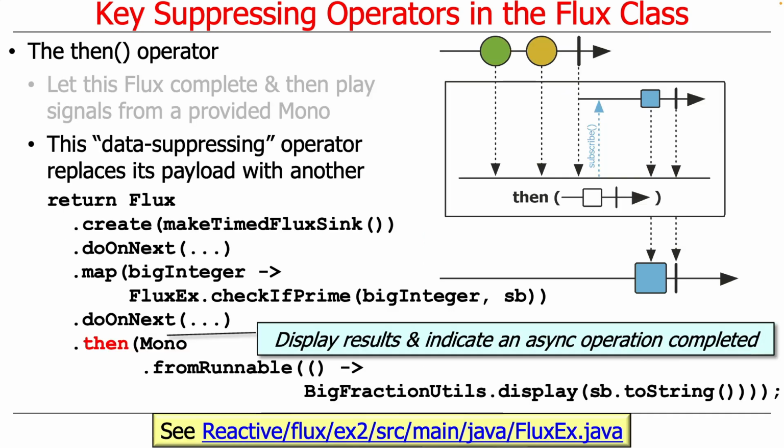So the data suppressing operator replaces its payload with another, and here's an example. We're going to walk through this when we get into the case study in a minute. But basically, we're going to generate a bunch of values, check to see if they're prime. And then when we're all done with everything, we're going to ignore all the values, and we're going to simply emit the asynchronous operation, which will print the results. So that's the final thing we do as we leave. This is also a way to connect in with the async task barrier framework.